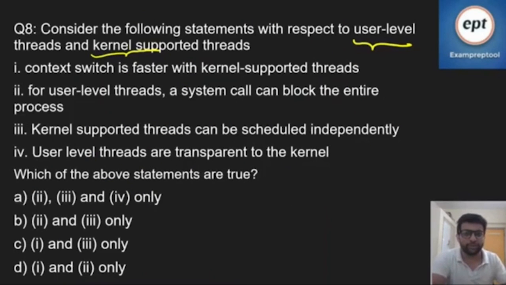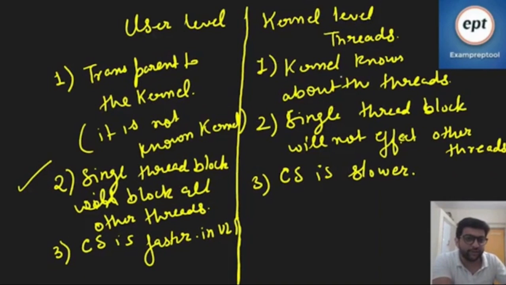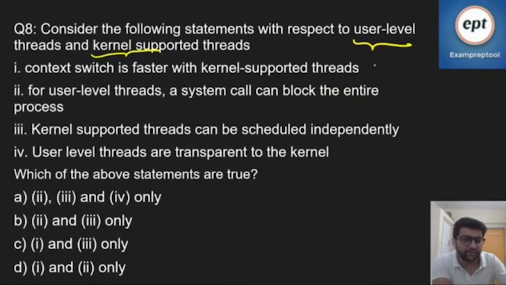So let's just go through the options here. The first option says that context switch is faster with kernel supported threads. We have seen that context switching is slower in kernel level threads, right? So this is wrong. The second option says that for user level threads, a system call can block the entire process, right? We know that the user level threads are transparent to the kernel. Hence, a system call can block the entire process. Yes, this option is correct.